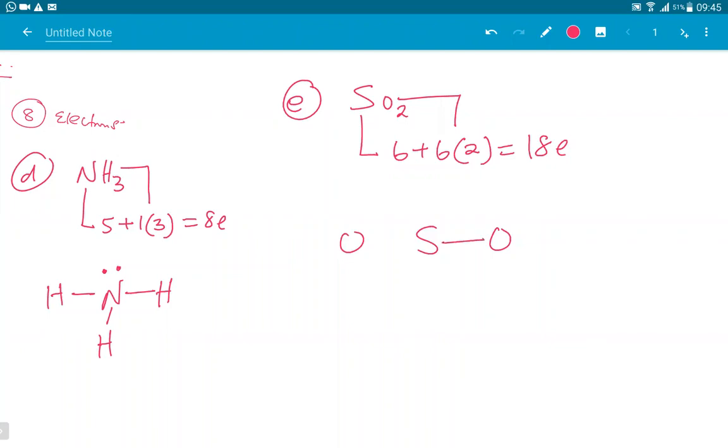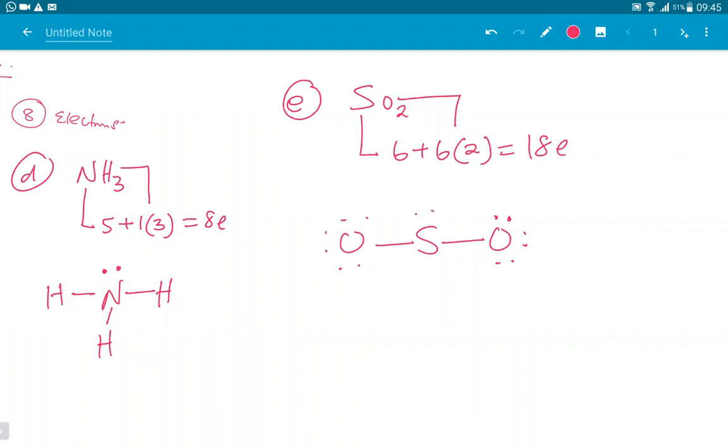So this will be a 2, a 4. But I've got 18. So the remaining ones we give to the surrounding atoms, right? So there will be a 5, 6, 7, 8, 9, 10, 11, 12, 13, 14, 15, 16. The remaining 2, what do we do with them? We give to the central atom.